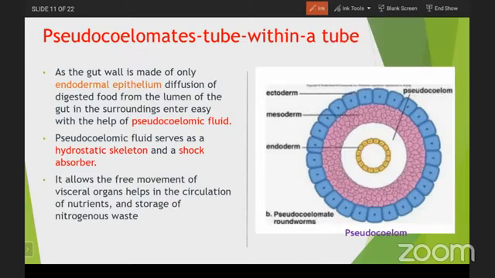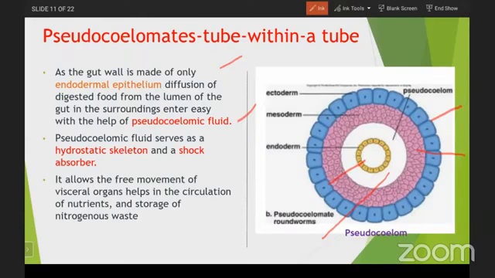Okay. Now, the gut wall is made of only endodermal epithelium. Gut wall is having only endoderm. And digested food from the lumen of the gut enters the surroundings easily with the help of the coelomic fluid. Actually, it is the ecto and it is the endo, and this is the pseudocoelom, and this one is the occupied mesodermal region. The pseudocoelomic region is present near the gut wall. So that is the reason it is giving some ease for the transport of material from the gut to the body wall side.